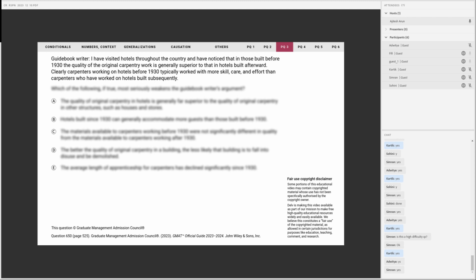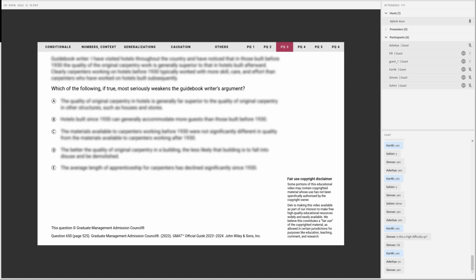And the conclusion drawn by this writer is clearly carpenters working on hotels before 1930 typically worked with more skill, care, and effort than carpenters who worked on the later hotels. And remember, the support is just the quality of original carpentry is generally superior in the pre 1930 hotels. Now, the question says, which of the following, if true, most seriously weakens the guidebook writer's argument?